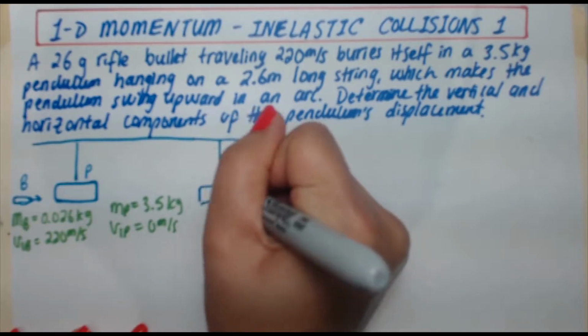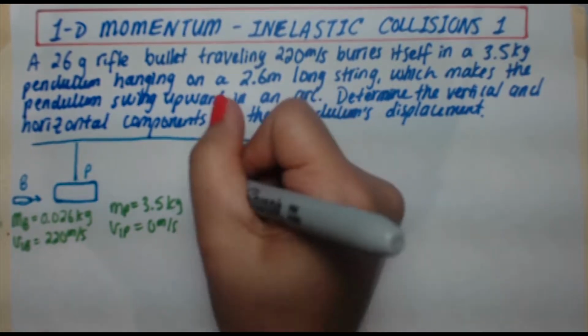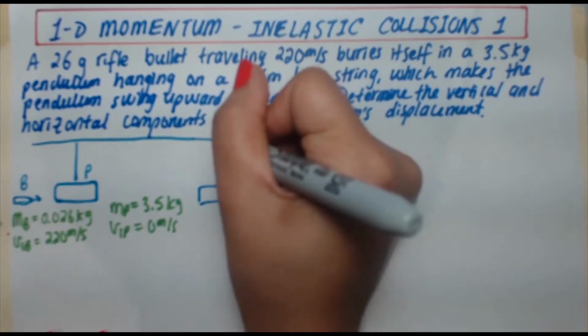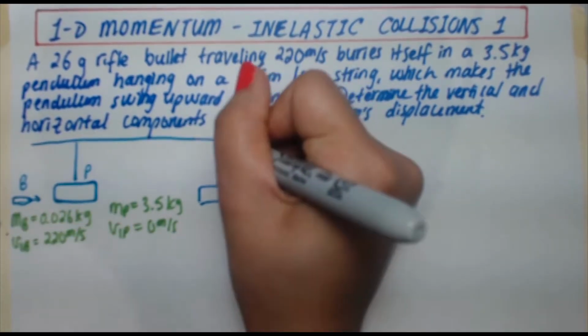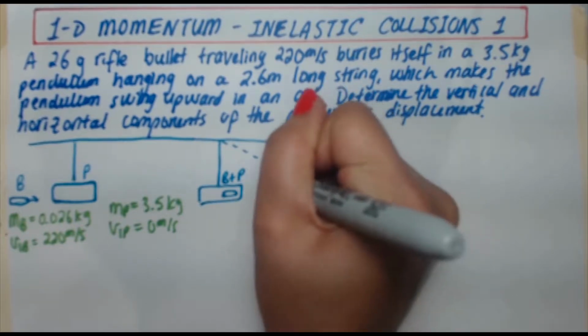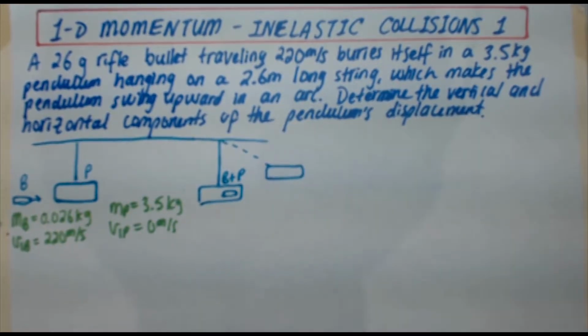Okay, so the bullet goes towards the pendulum, it strikes it, and it gets embedded inside the pendulum, right? So at this point, you're looking at B plus P. They're together now, their masses. And due to the momentum that the bullet gives the pendulum, it swings up to a certain height. And we have to figure out what that height is.